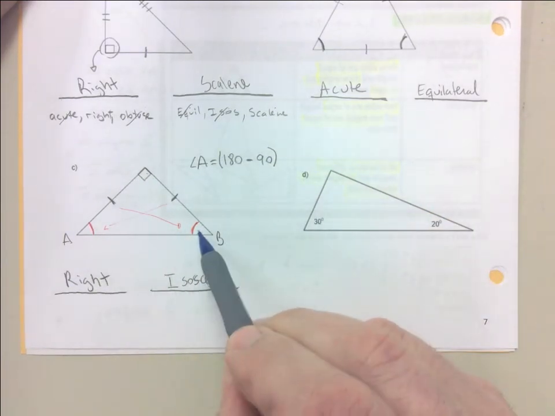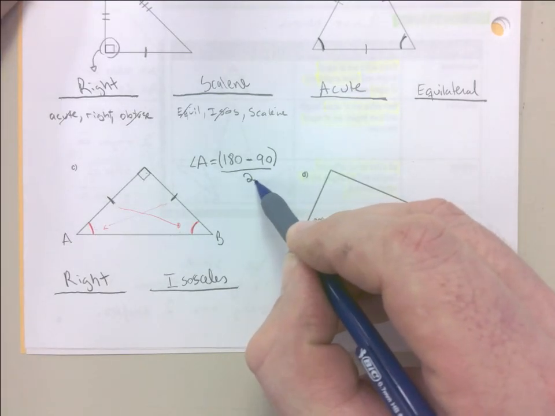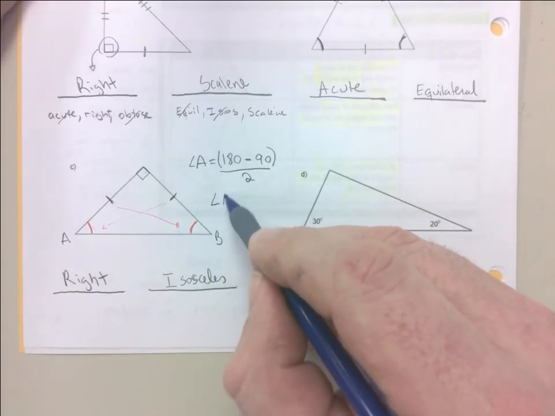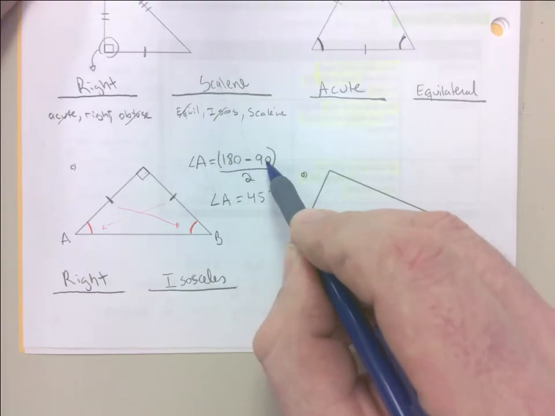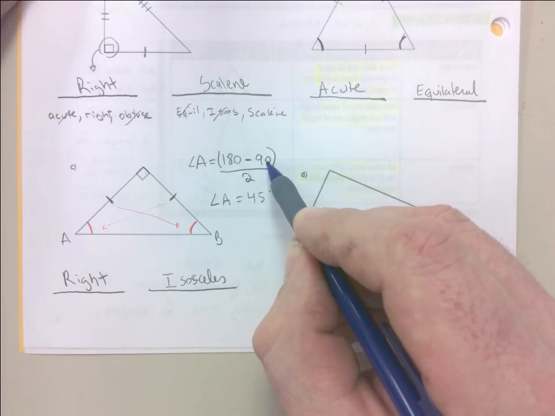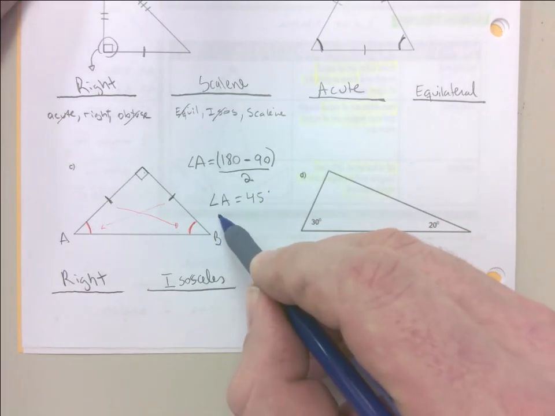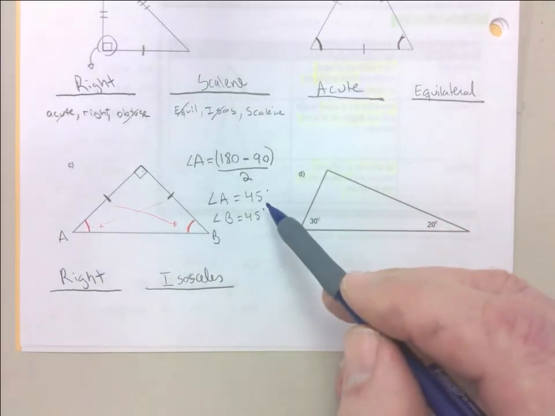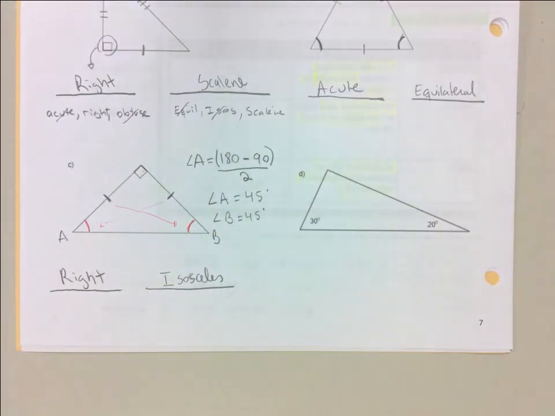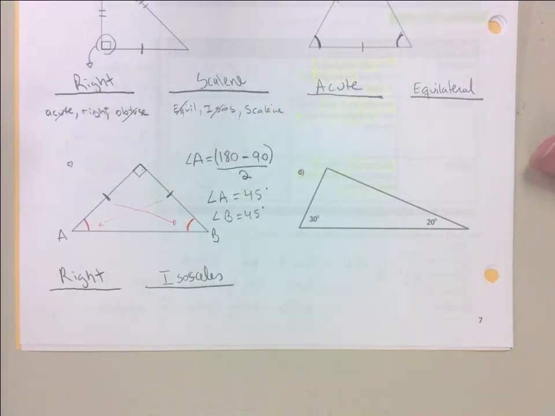And since these two are the same, I can split that in half to get A. So angle A is actually 45 degrees because I go 180 minus 90, which is 90. Divide that by 2, you get 45. It turns out that angle B is also 45, right? So in this case, you can actually find the numerical value of those angles if you had wanted to. Okay. All right, keep going.